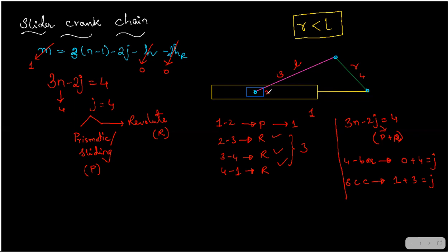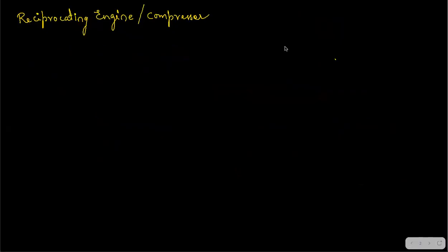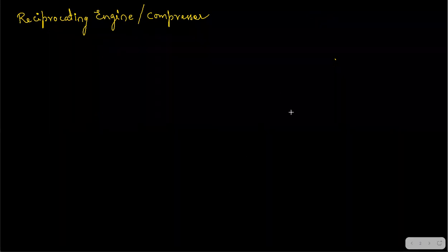Don't think that the slider is the smallest link. Don't think that link 2 is the smallest link. Link 2 is not the smallest link. I can explain in the coming slide. Here, link 2, why isn't it the smallest link? You can check it here. Just as an example, I'm going to take a 4 bar chain, and then you will come to know what I'm trying to explain.